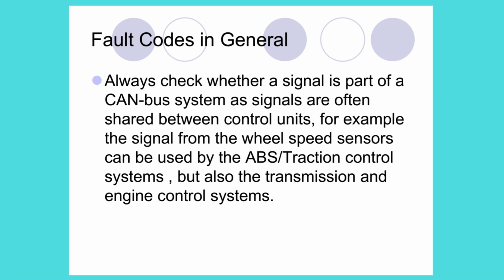Always check whether a signal is part of a CAN bus system, as signals are often shared between control units. For example, the signal from wheel speed sensors can be used by the ABS and traction control systems, but also be used by the transmission and engine control systems.